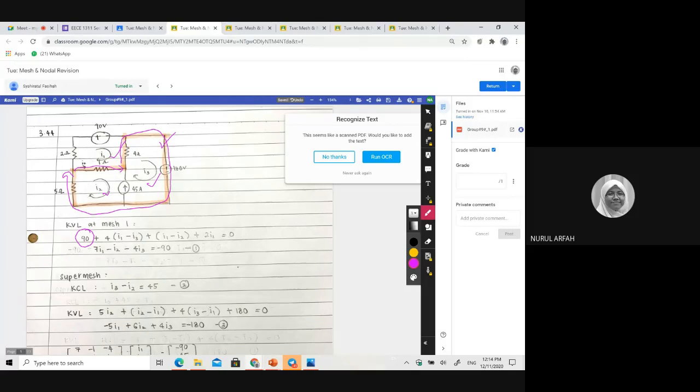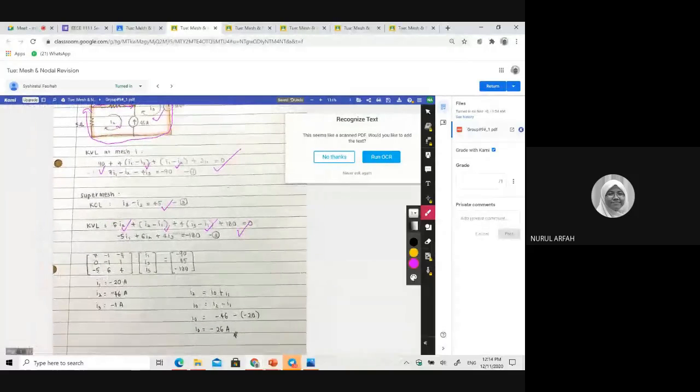Where this one coming from? Oh, mesh 1. Okay, mesh 1. So this one start from here. So 90, and then 4 I1 minus I3, and then I1 minus I2 plus 2 I1. Yes, this is correct. Super mesh at KCL is equal to I3 minus I2 equal to 45. Yes, good. And then 5 I2, I2 minus I1, 4 I3 minus I1, and then this correct. And then this one may be correct.